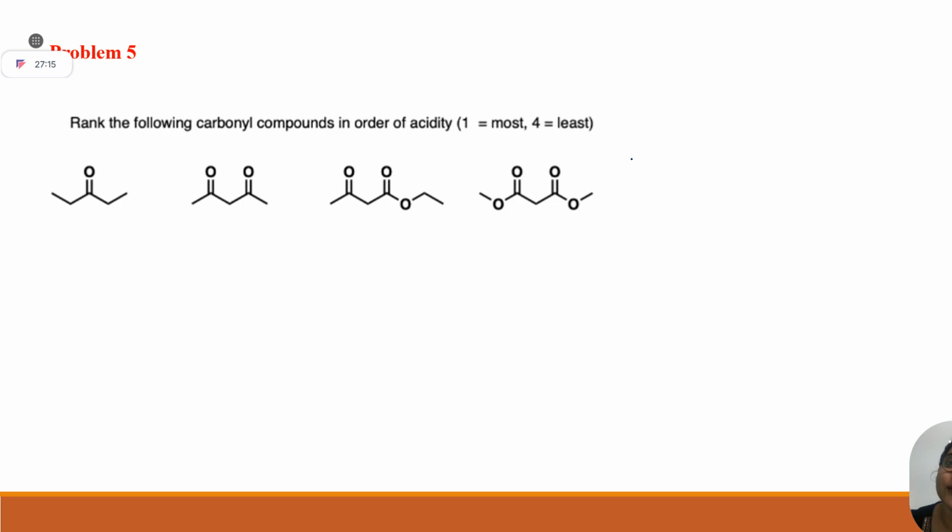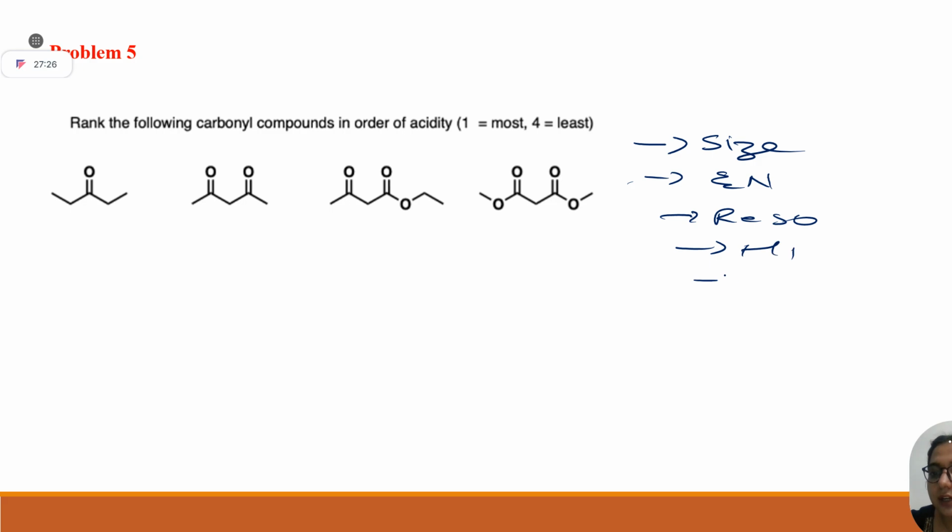And how to see the stability of that conjugate base? First, by size, electronegativity, resonance, hyperconjugation, inductive. Okay. Here they are asking to rank the following carbonyl compounds in order of acidity. Can anyone tell me which is the most acidic proton in one? Obviously, hydrogens attached to the alpha carbon, right? Because if the conjugate base forms, it will be in conjugation with this carbonyl. Understood?